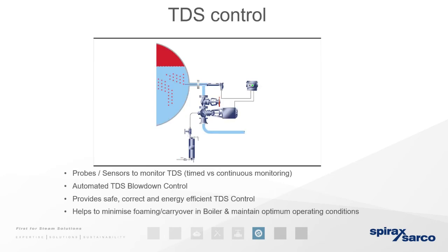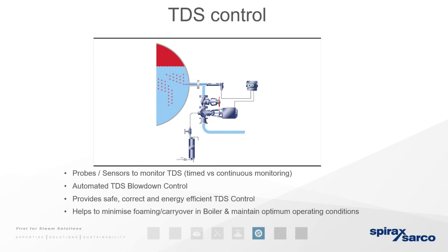When we have a look at TDS control, we also have chemicals and minerals that won't settle as a sludge and instead remain in solution, referred to as the total dissolved solids, or TDS. As the boiler cycles, these chemicals will become more and more concentrated, and left unchecked can produce a thick layer of foam on the water surface, which brings 3 points into consideration.